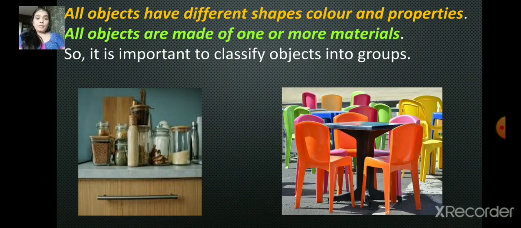So children, all objects have different shapes, color and properties. So all objects are made of one or more materials. So it is important to classify objects into groups. So all these are plastics, all these are glasses. So we have to classify the objects into groups like this.